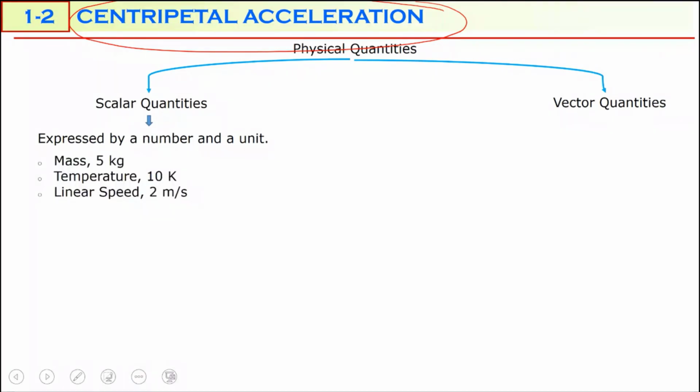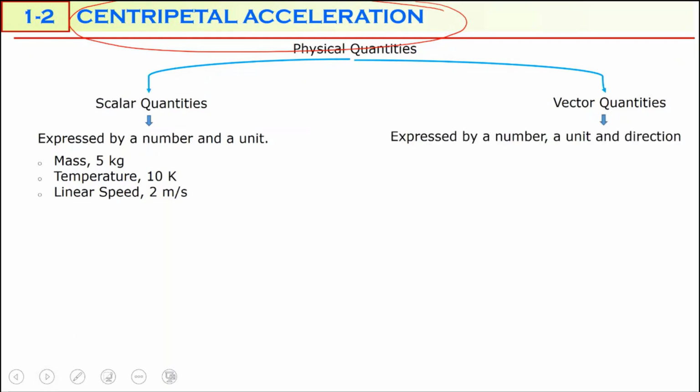mass, 5 kilograms, temperature, 10 kelvins, linear speed, 2 meters per second, how fast it's moving, that's all. All these are scalar quantities. Mass, temperature, speed, even time, and some other quantities are called scalar. But there is a second type of quantities in physics, vector quantities.